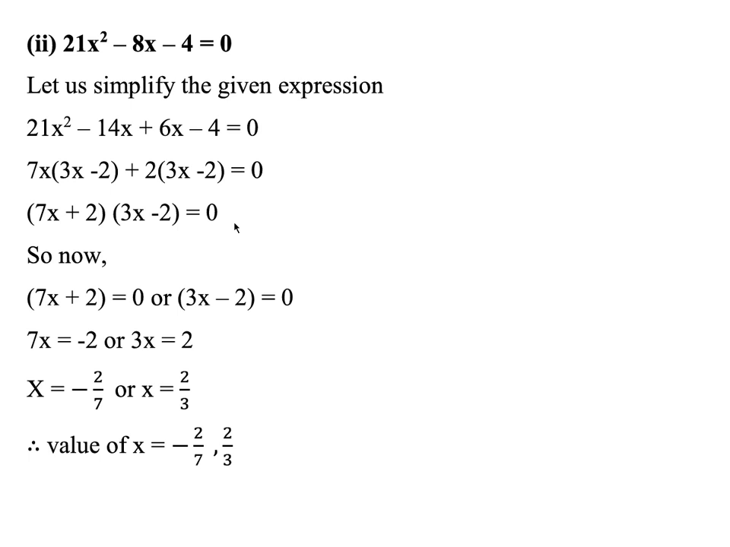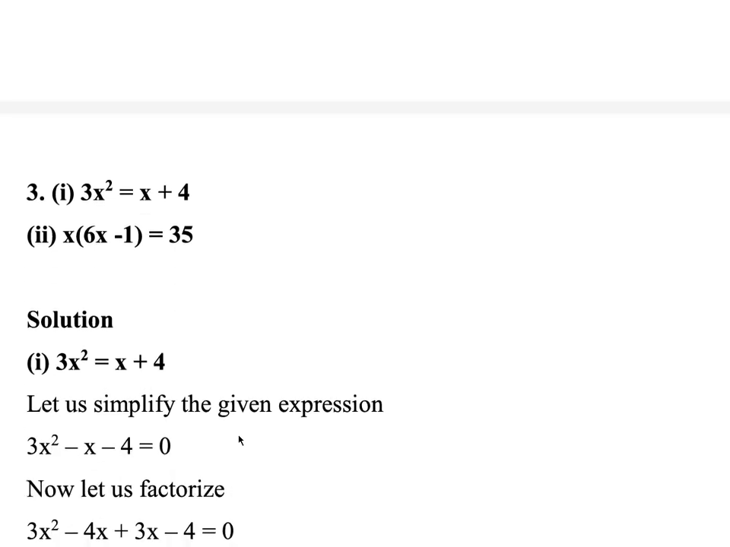Come to the next problem. 21x square minus 8x minus 4 is equal to 0. In the same way we will proceed, we will break the middle term: minus 14 plus 6 is equal to minus 8. After that, (7x plus 2)(3x minus 2) is equal to 0. So if 7x plus 2 is equal to 0, x is equal to minus 2 by 7. And if 3x minus 2 is equal to 0, x is equal to 2 by 3. That will be the value of x.